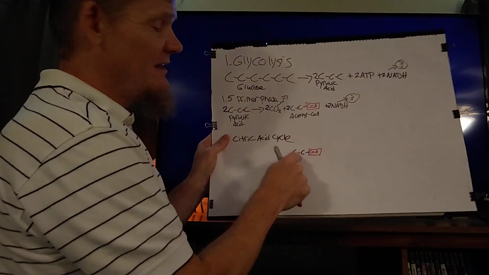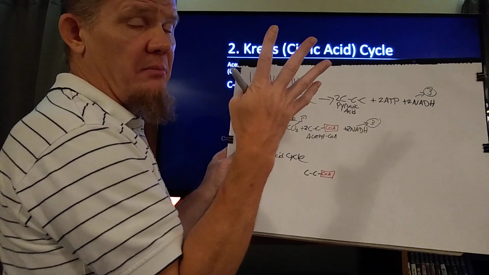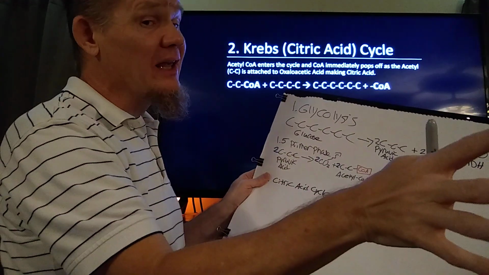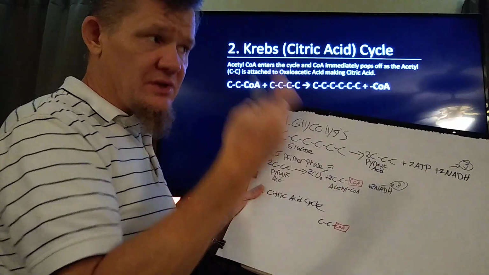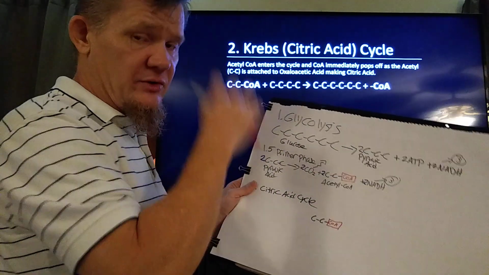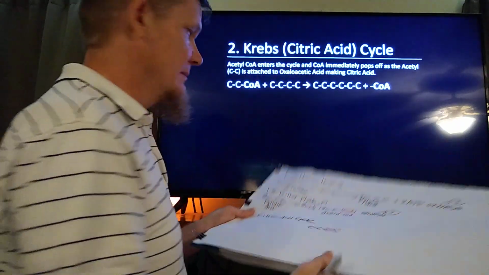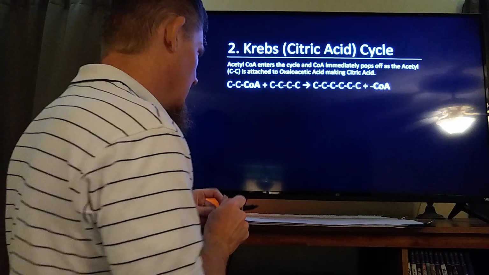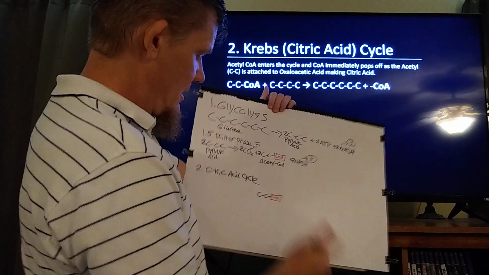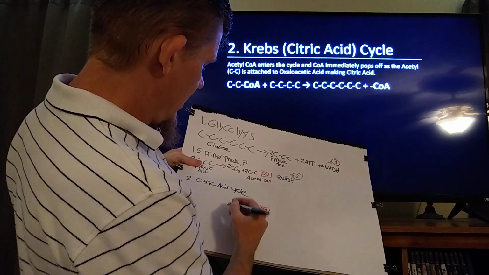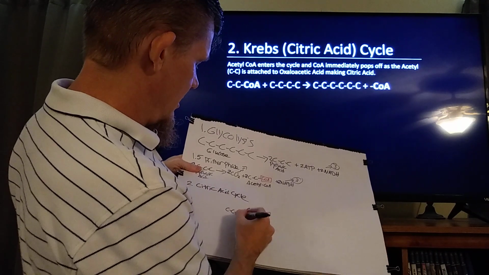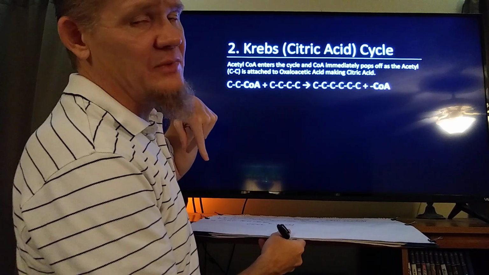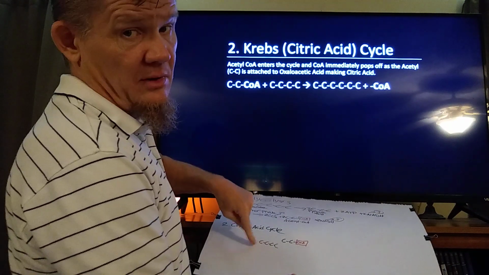I'm going to add this to a 4-carbon molecule that was already there in the mitochondria. I'll explain where it came from in just a minute, but for the moment, just trust me and work with me. It was already there. Four-carbon molecule. It has a name, oxaloacetic acid, but you don't have to remember that. Just remember it's a 4-carbon molecule.